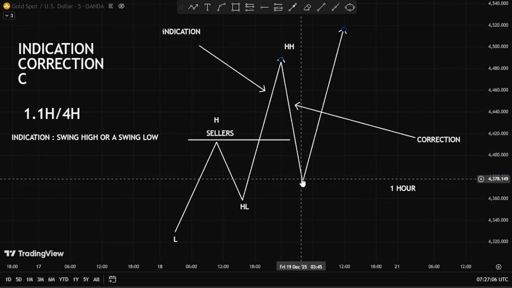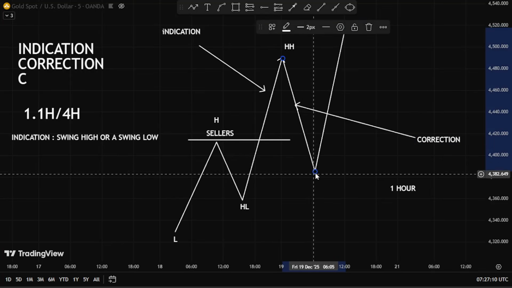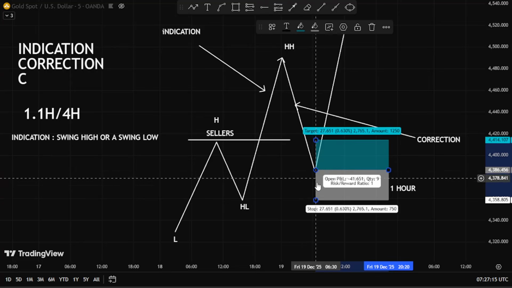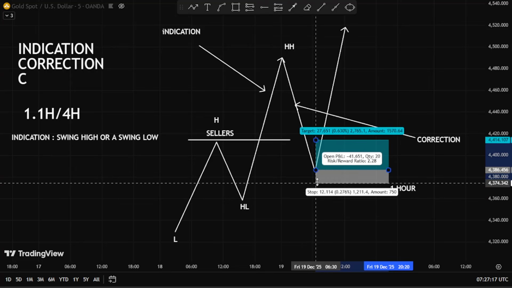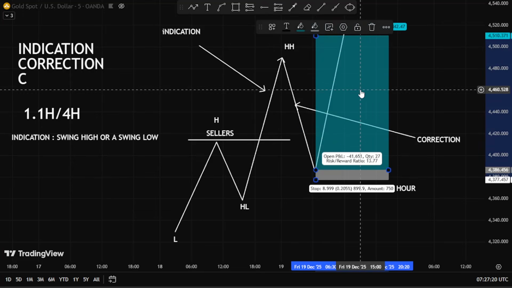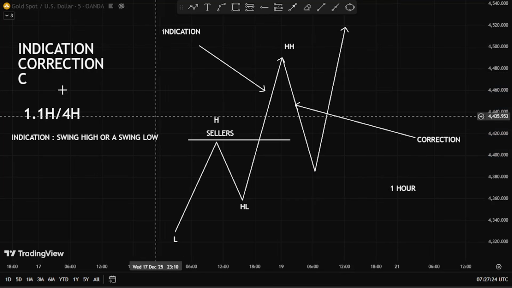Then what you are going to be entering from, this is where we are going to be taking our entries from. Where we are going to be taking our entries from is what? The continuation. That is the last part of the ICC. So you can see that the ICC is very simple. You don't need any indicators for it. It's just as it is.